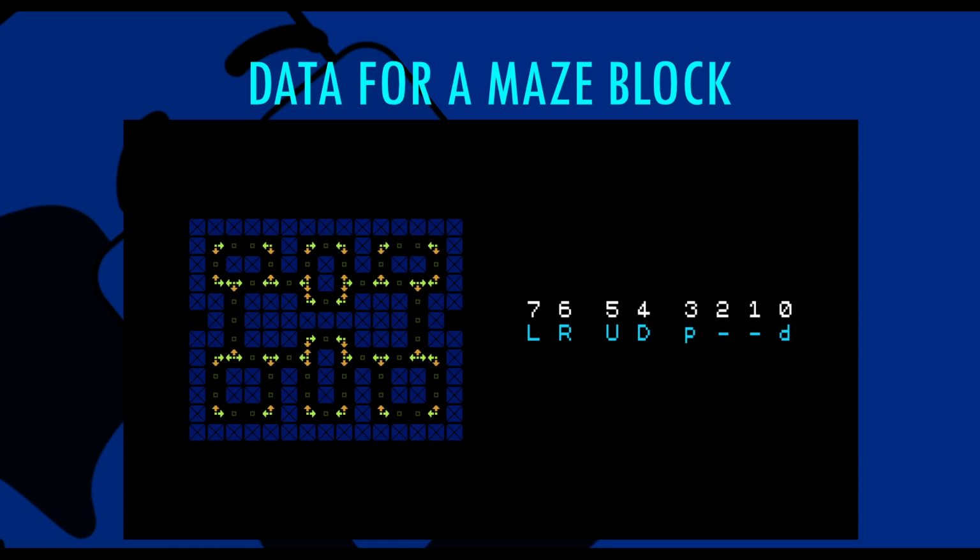So bit 0 goes on and off, based on whether there's a dot available. And if it's a power pill, then bit 3 will be 1. So we don't change that. We just query that when we eat a dot, if it exists.